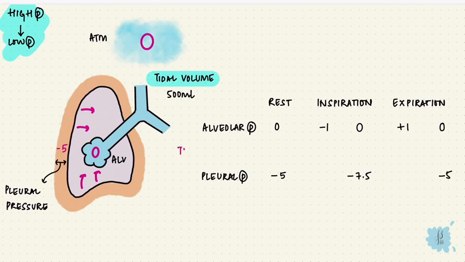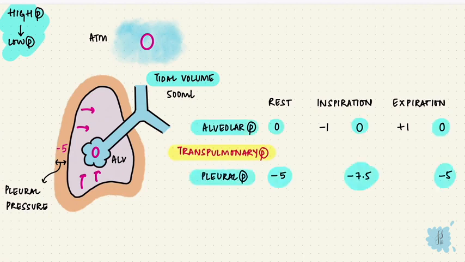Now the difference between these two pressures, that's the pressure across the organ, which in this case is the lungs. So it's the transpulmonary pressure. That's alveolar minus pleural pressure. It goes from +5 to +7.5 and back to +5.